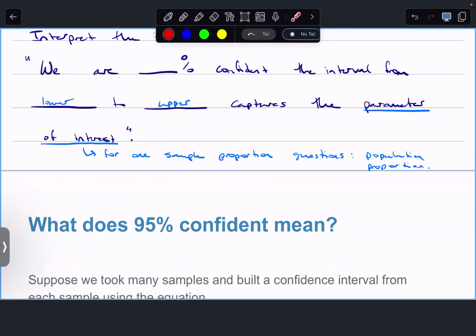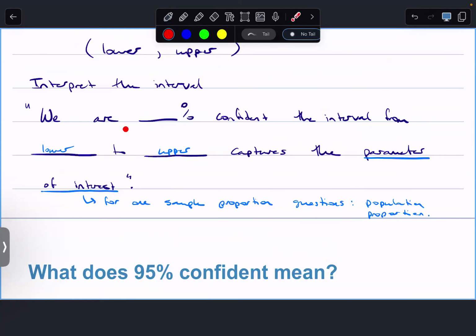So for our questions, we would say we're 95%, let's say. I'll throw in 95 just to fill the blank. We're 95% confident that the interval from here to here captures the population proportion. And then it's nice to throw in what it is from the question, but you're just going to copy that from the question, right? Because the question will say, construct a 90% confidence interval for, and then you just take that, grab it, reword it as a fancy answer, then you're done.